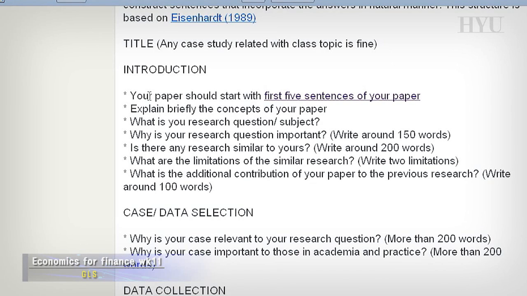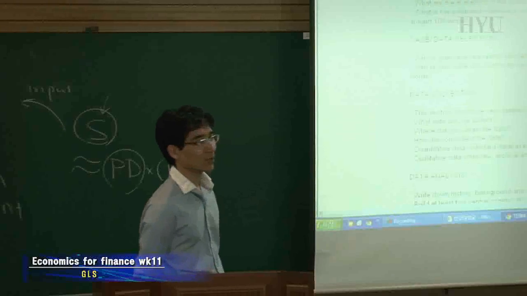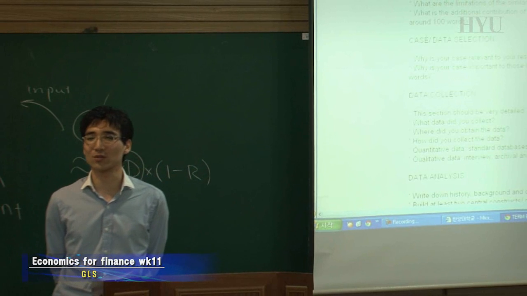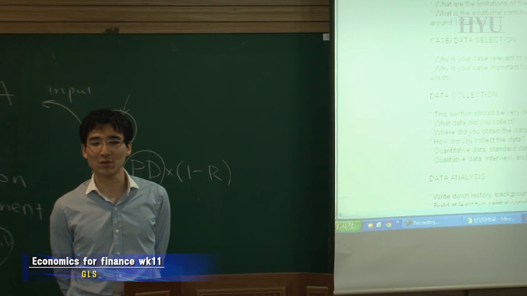This is the introduction. Now the next one is case or data selection. The next step is you have to go through the data. You can use both qualitative or quantitative data. Quantitative data you can get from Google Finance or FnGuide or Naver Stock, whatever you want. Qualitative data is maybe news articles, interviews with other people, or other archive documents. It doesn't matter. You can use both. But since it is an econometrics class, I suggest you use quantitative data.